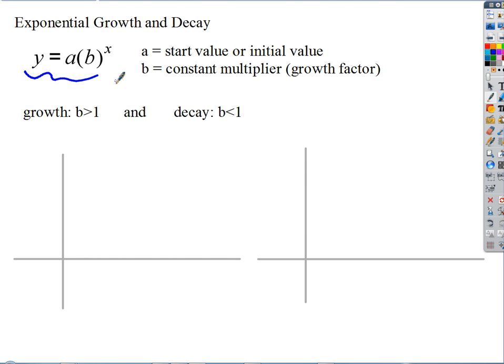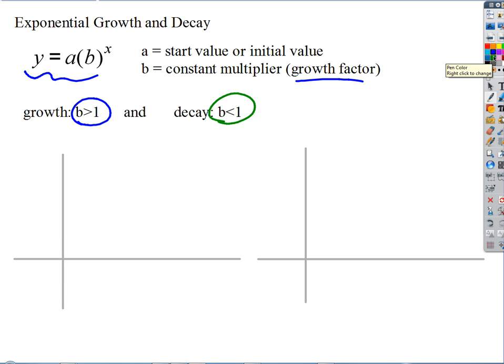b, the number that's being taken to the x power, is what we call the constant multiplier or the growth factor. The value of b is what's going to determine whether this is growth or decay. Decay just means a decrease, right? So here it is. If b is greater than 1, that always gives us growth, exponential growth. If b is less than 1, that always gives us decay. So always. Okay, so what do those things look like?